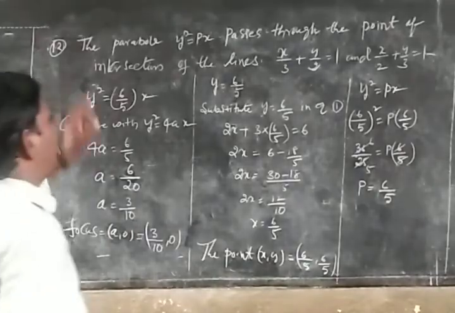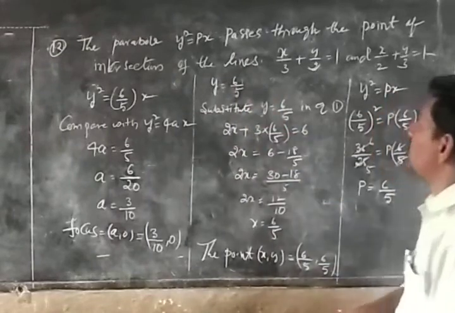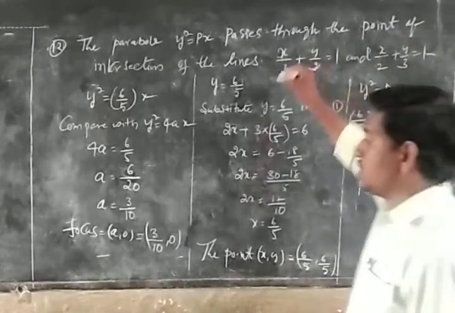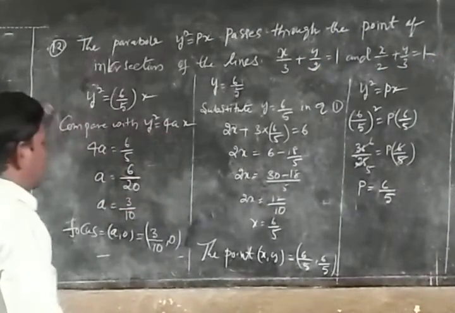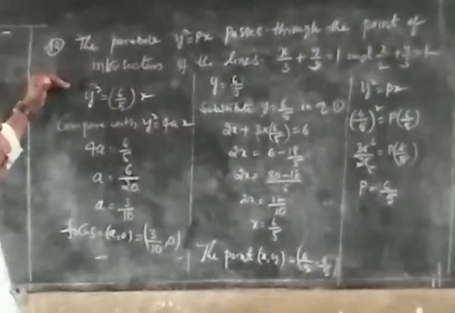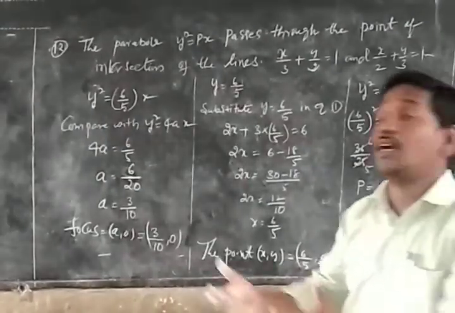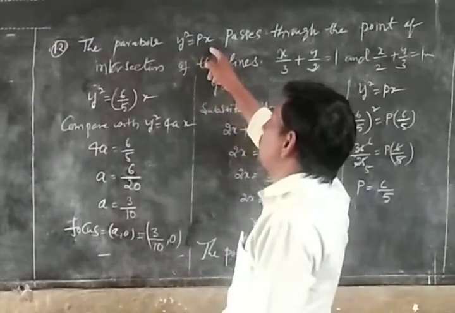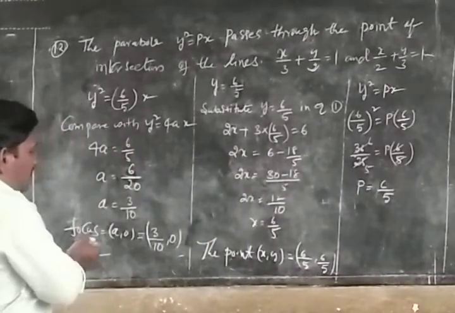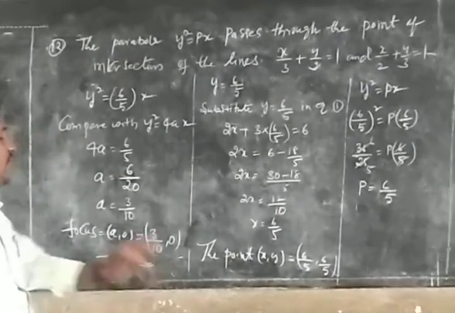The parabola y square is equal to px passes through the point of intersection of the lines x by 3 plus y by 2 equal to 1 and x by 2 plus y by 3 equal to 1. Then its focus is, so we have to find the focus a comma 0. That means we have to calculate a. After solving, we got the point of intersection. The point of intersection should satisfy the given parabola y square is equal to px. After substituting, we get a. The focus of the parabola a comma 0 equal to 3 by 10 comma 0. This is the required answer.